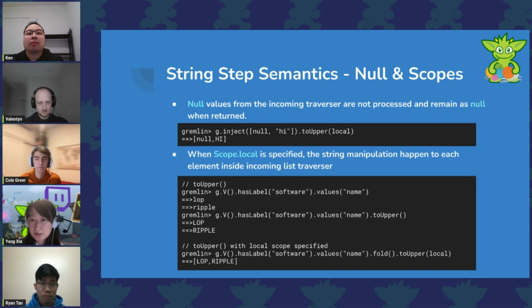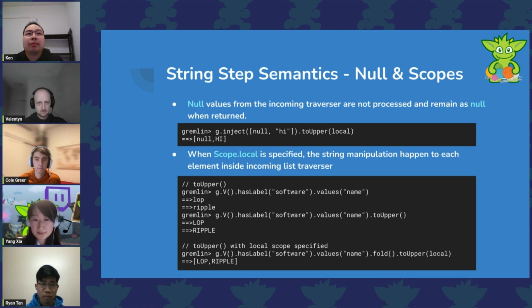And we also introduced scope in these string functions. The default scope will be global. When you specify local, in addition to being able to take string traversers, you can take incoming list traversers, that is, a list of strings. It will simplify operations where you know your traversal will result in a list of strings, and you want to do a certain operation on the list; you can just use local for that. So that provides an added layer of convenience.